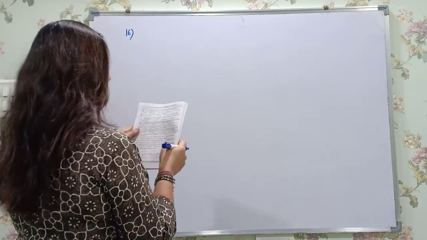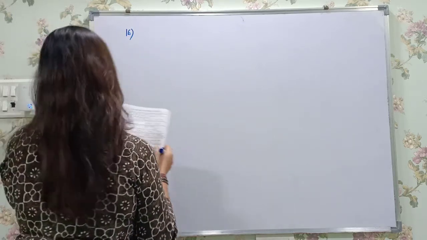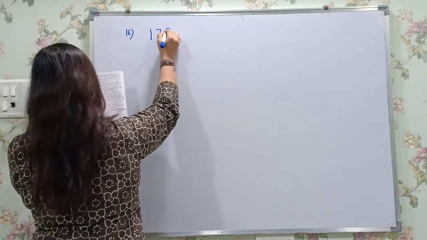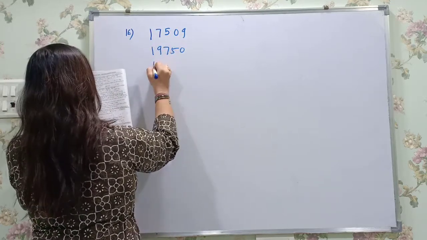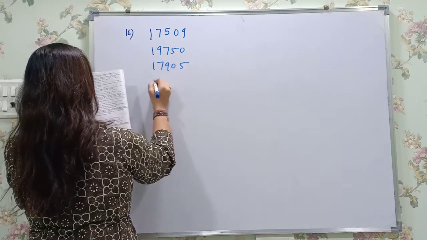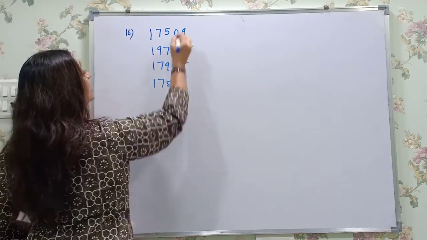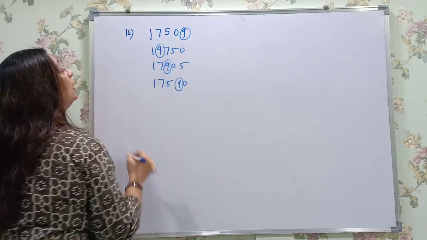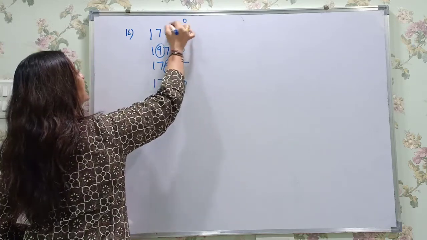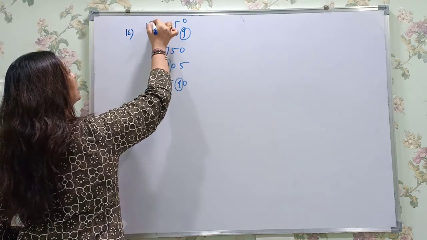In which of the numbers is the place value of the digit 9 the greatest? So 17509, 19750, 17905 and 17590. Let's circle the 9 first. Okay. Now these all are ones, tens, hundreds, thousand and 10,000 place.